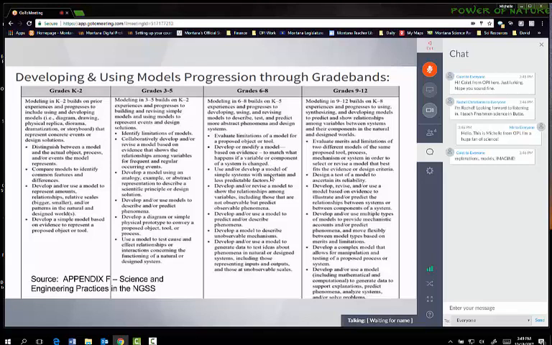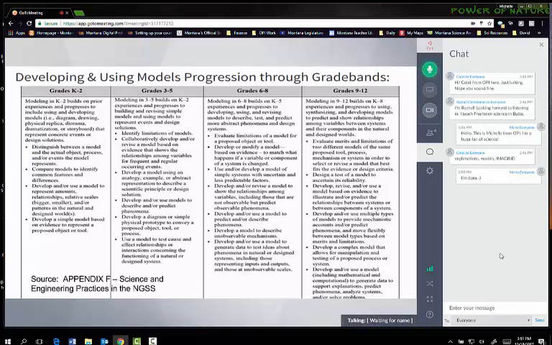And what I want to do is I want you to take about 2 minutes to look over that specific grade band and pick out verbs that you think are really important to describe how students in the grade bands are developing and using models according to NGSS's recommendation. And so I'll give 2 minutes starting now.